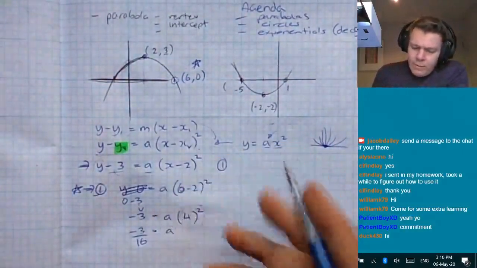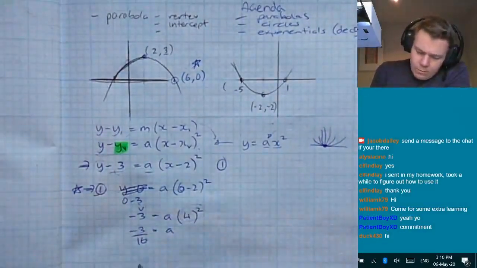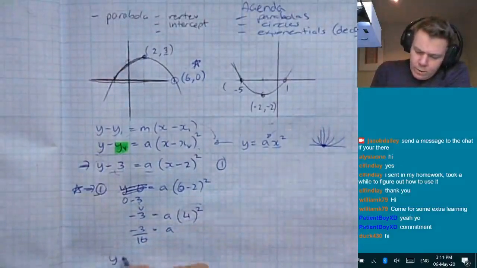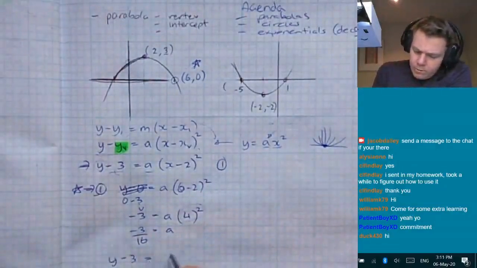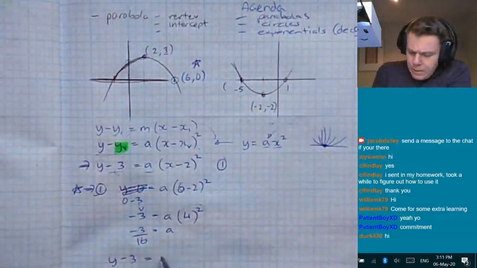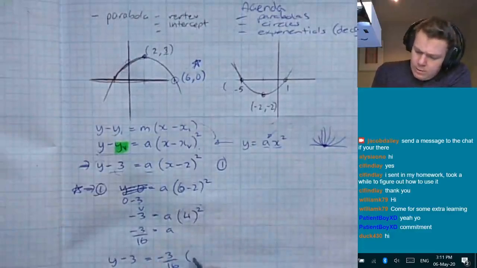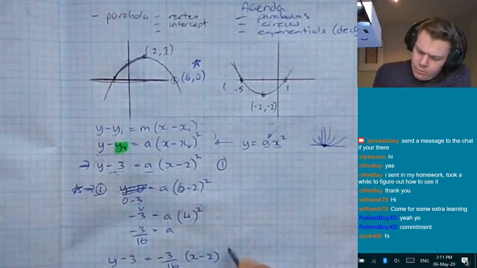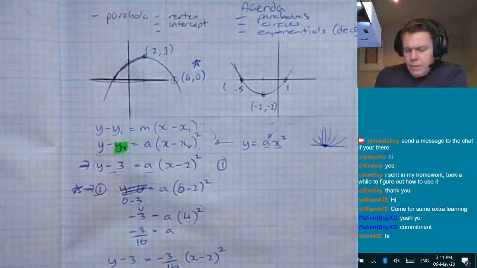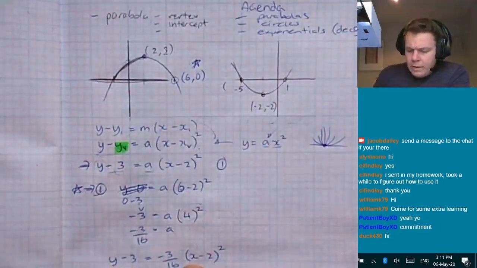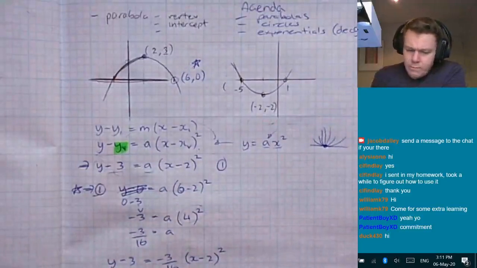So our final answer is y minus 3 equals negative 3 sixteenths x minus 2 squared. So you always have a y part and an x part in your graph.